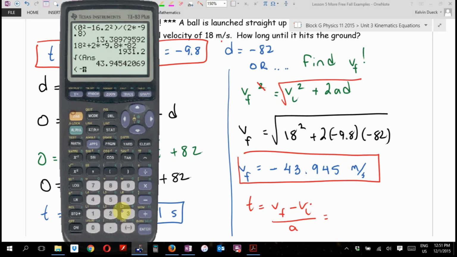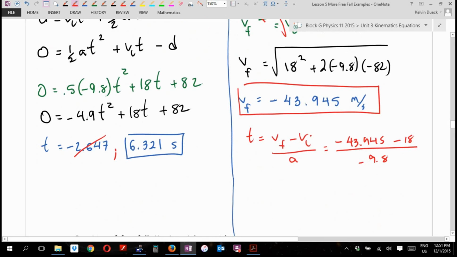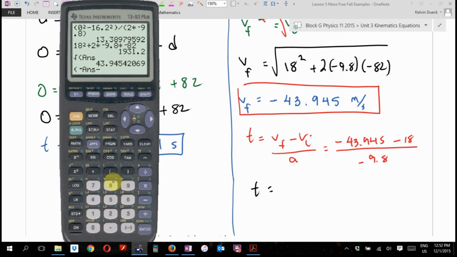Negative answer button. Wasn't that clever? Huh? Because that's how I make the negative 43 point. Minus, what was VI? You know what, Mr. Duick? Write out the numbers. It's going to be negative 43.945 minus 18 divided by negative 9.8. Oh, I hope this works. I think it will. I hope it will. I think it will. Minus 18 divided by negative 9.8.